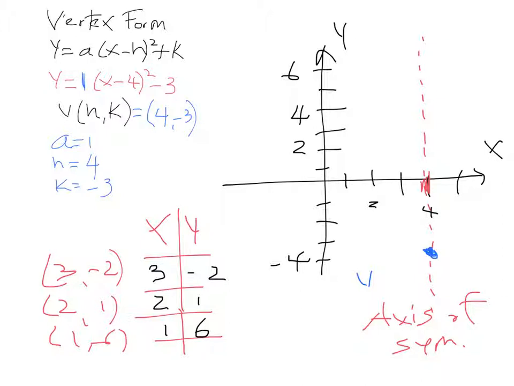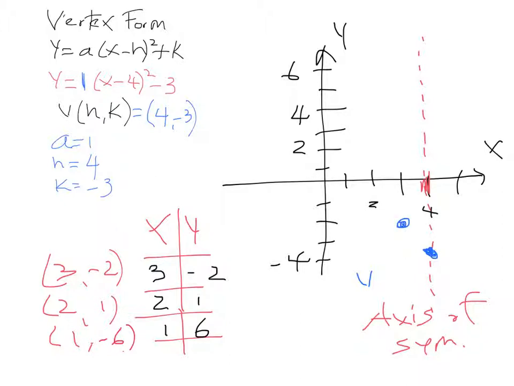So I'm going to go ahead and plot those values on my coordinate plane. Let me see if I can erase this. So let's start with the first one, 3 comma negative 2. Around here is 3 comma negative 2.